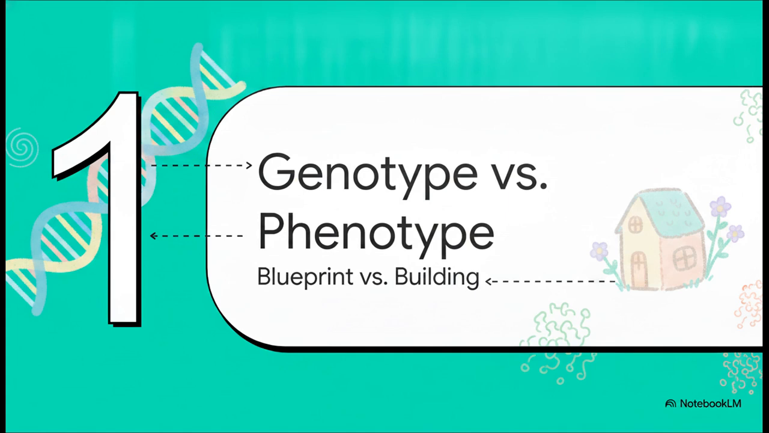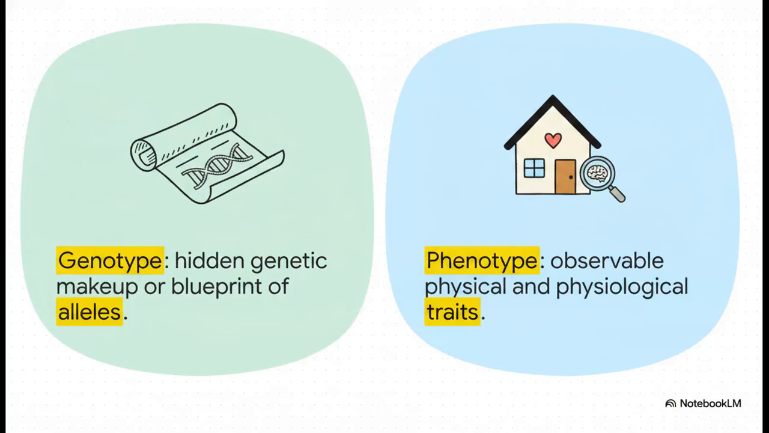Genotype versus phenotype, the blueprint versus the building. To really begin making sense of heredity, we absolutely must distinguish between the hidden genetic code and the actual physical organism it ultimately creates. Think of the genotype as an organism's specific genetic composition. It's the secret architectural blueprint made up of individual genes, or alleles. The phenotype, on the other hand, refers to the organism in its entirety. It's the final constructed building.